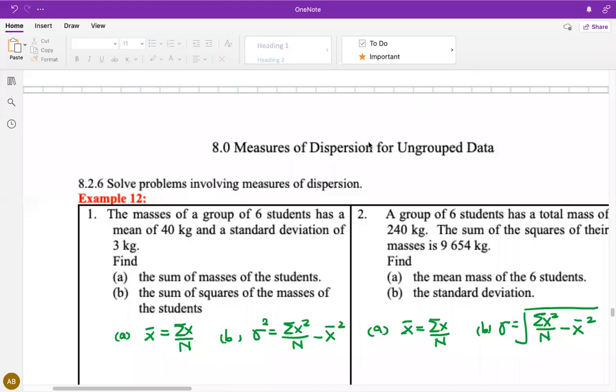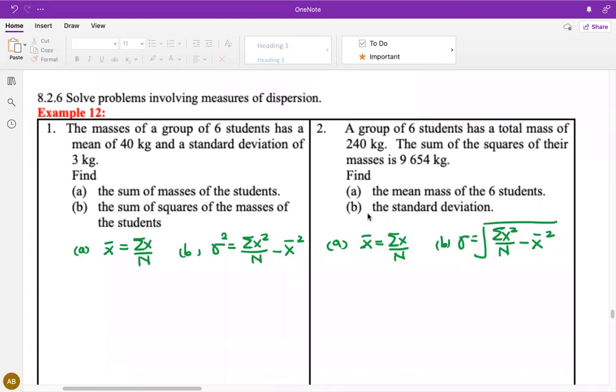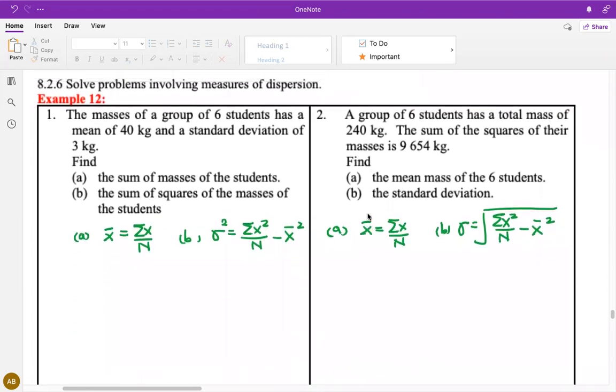Okay, today we're going to look at solving problem 8.2.6, example 12. The first question: the masses of a group of 6 students has a mean of 40 kg and a standard deviation of 3 kg. Find the sum of masses of the students.